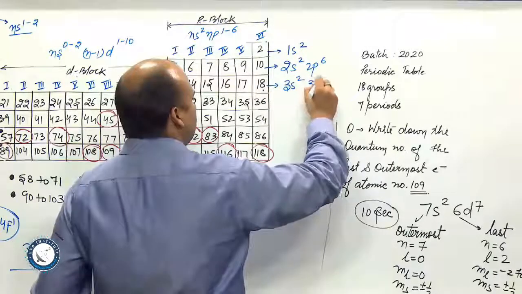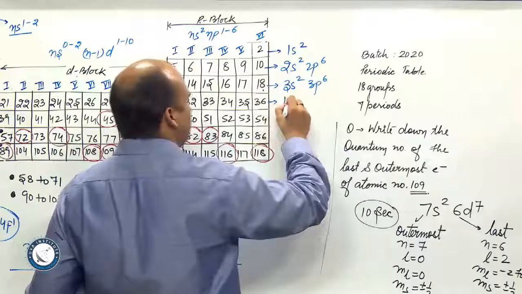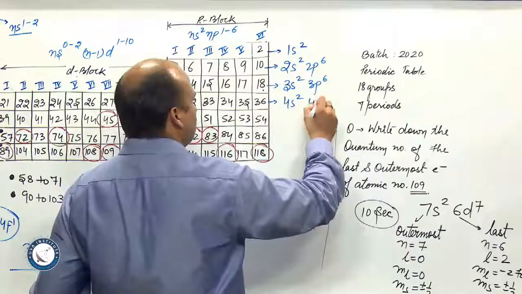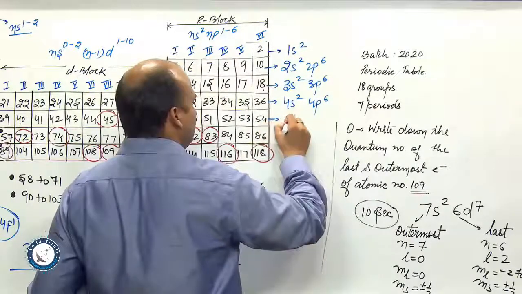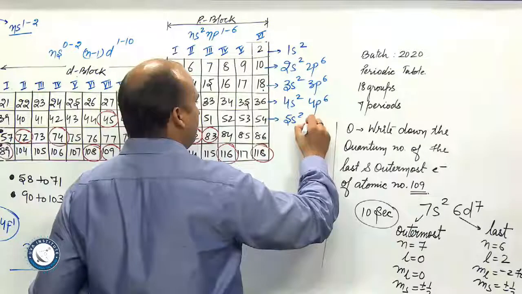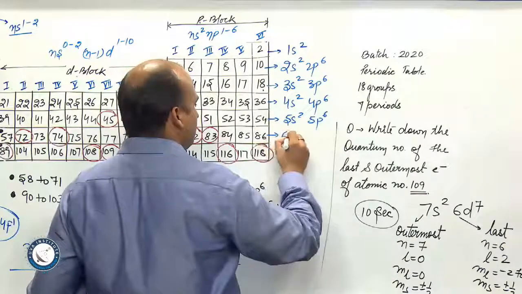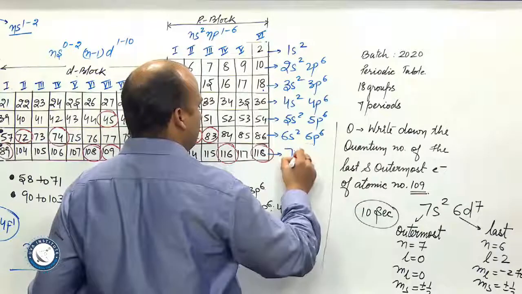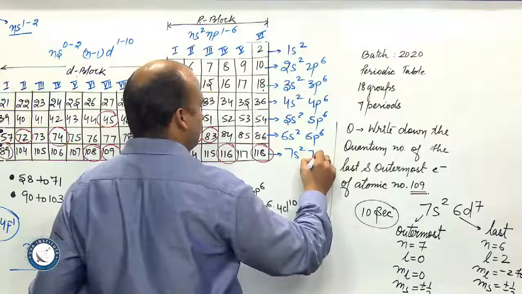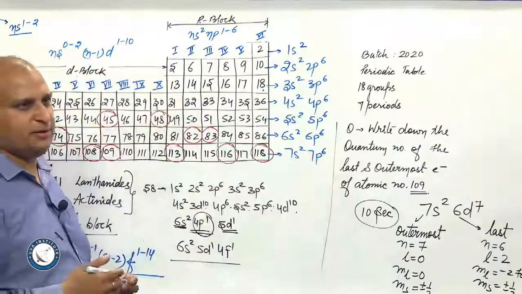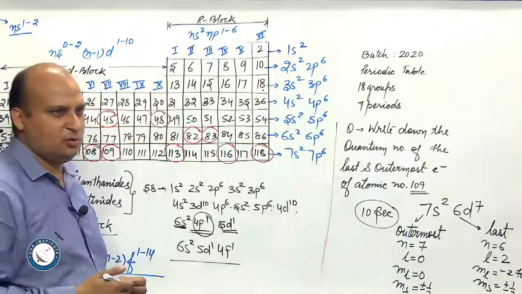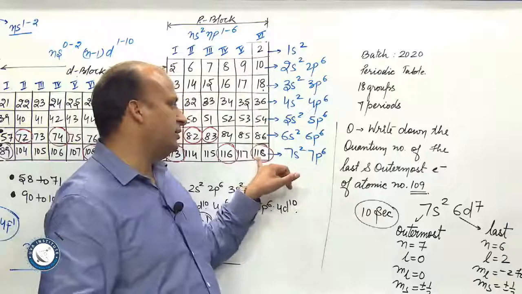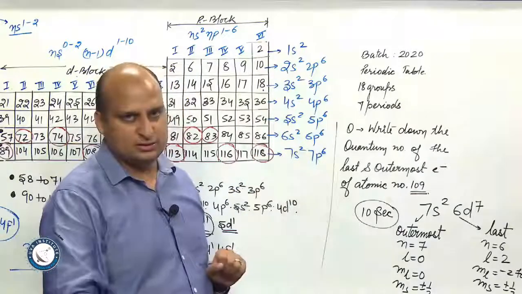2s2 2p6, 3s2 3p6, 4s2 4p6, 5s2 5p6, 6s2 6p6, 7s2 7p6. Okay. So you see, it simply flows down so easily. Now somebody asked me, sir, what is 118? So I said 7s2 7p6.